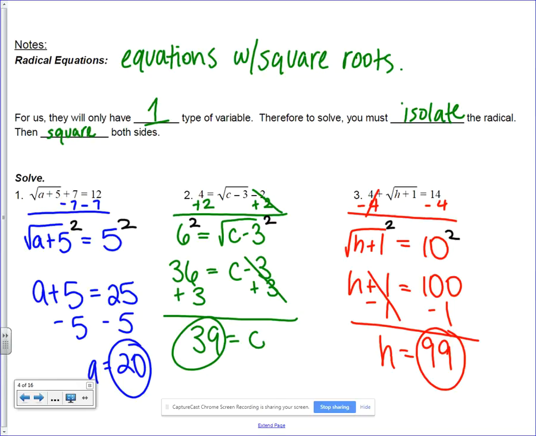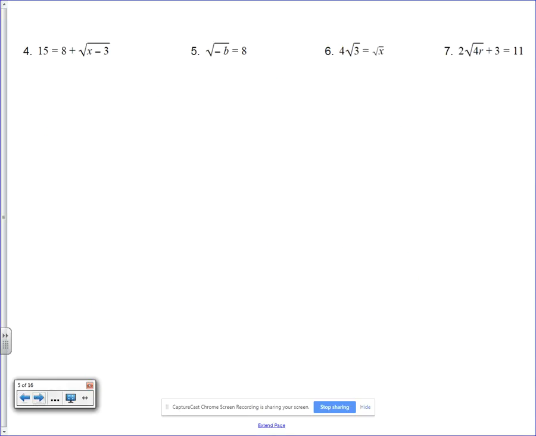Should we check it just because? Sure. If I put a 99 in there, what's 99 plus 1? Square root it. 10. 4 plus 10. Bingo. Questions on what we're doing here today, folks? Nobody? Okay. Moving on.